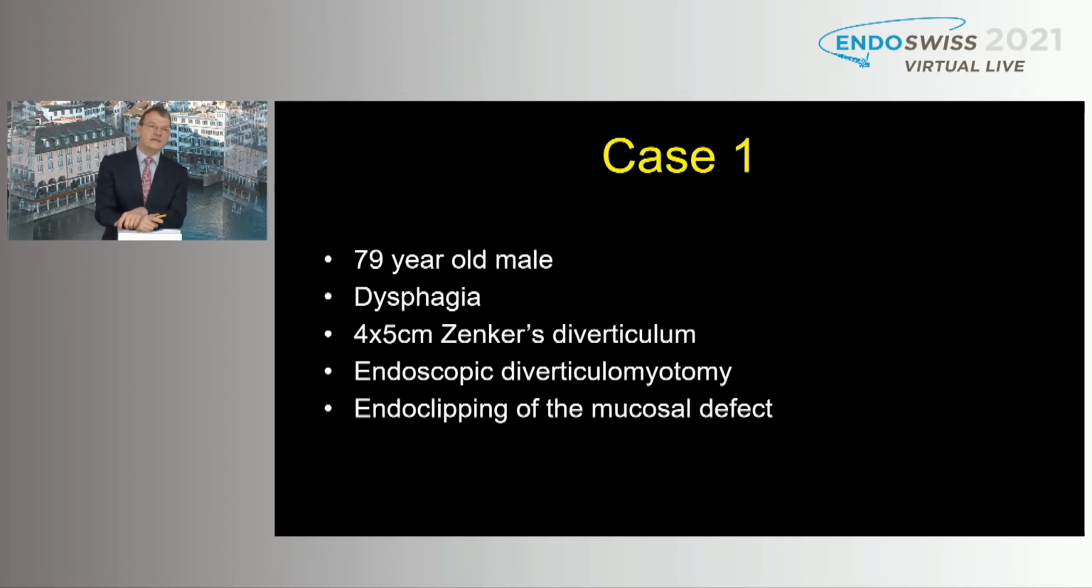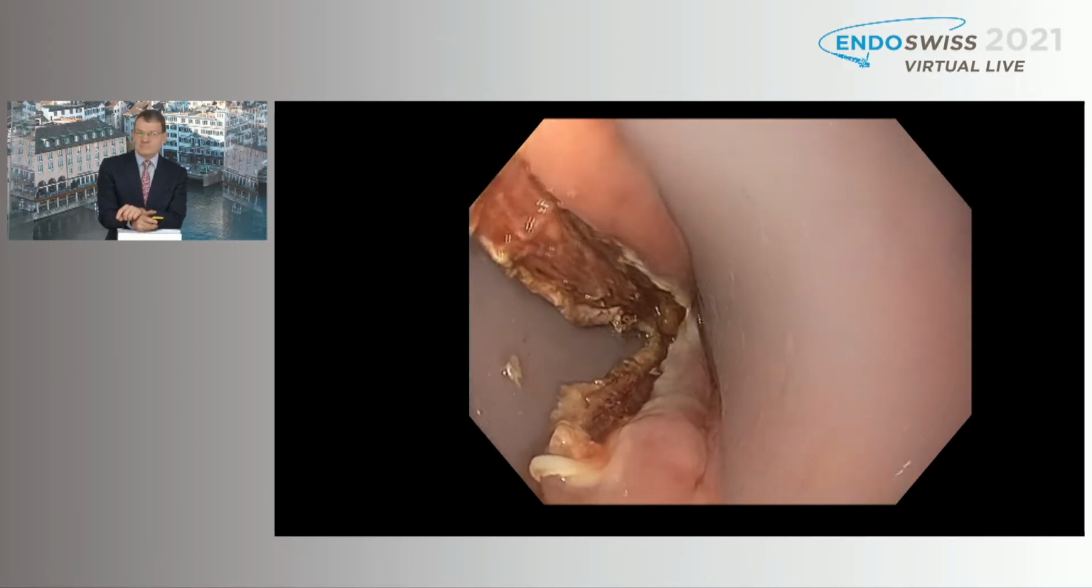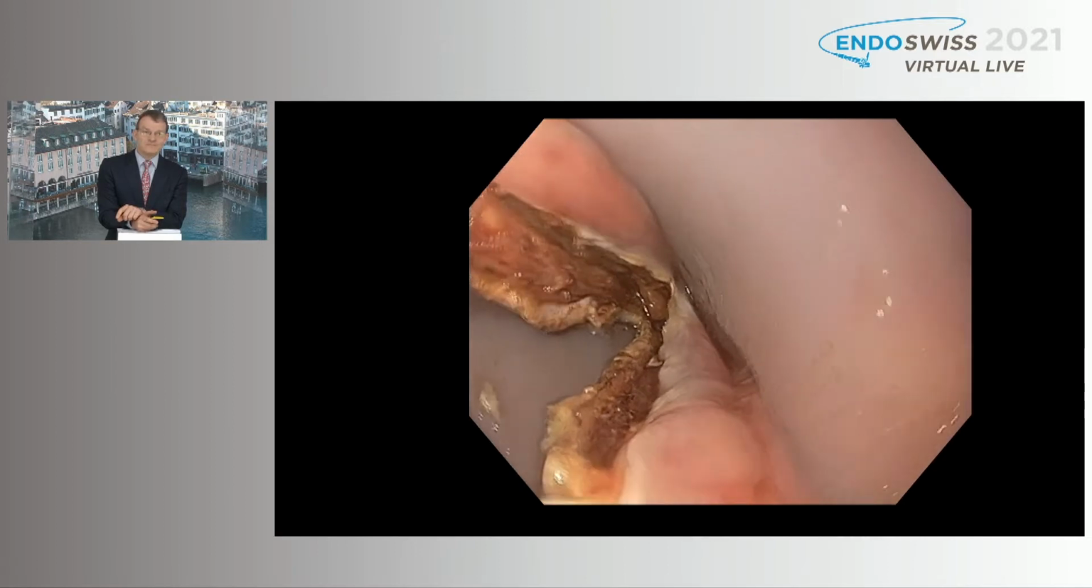This was a 70-year-old male. He had dysphagia. He had a 4 by 5 centimeter large Zenker's diverticulum. We performed the diverticulotomy, and then after the myotomy, we did endoclipping of the mucosal defect. And I want to show you the final result of this Zenker septotomy.